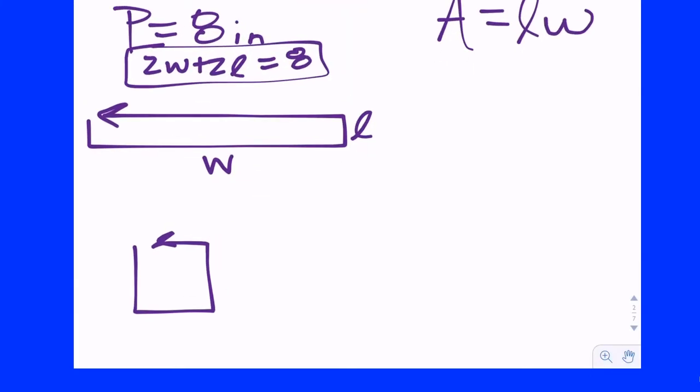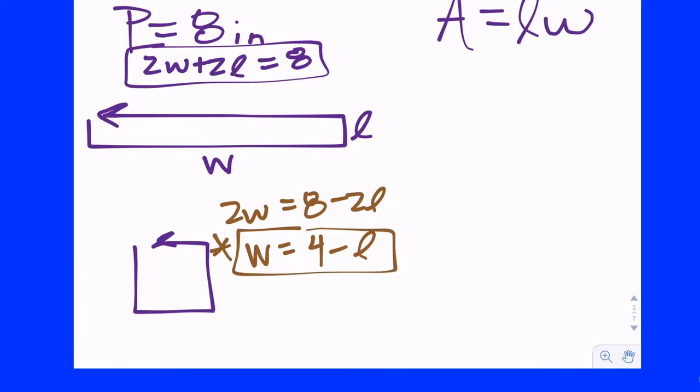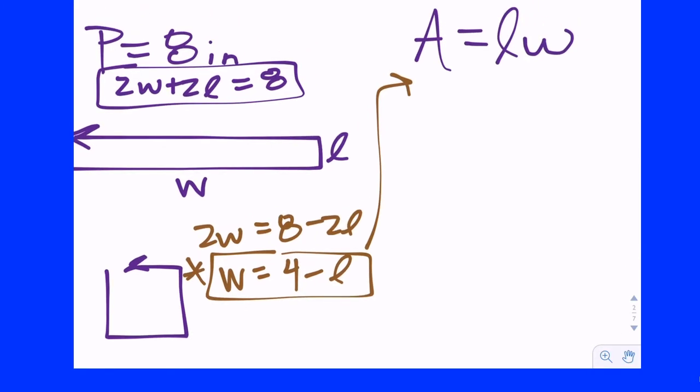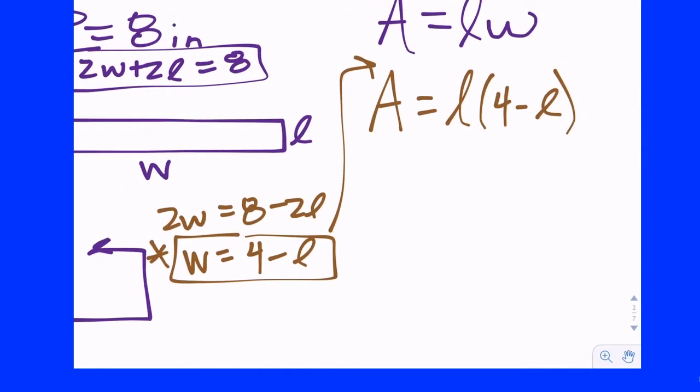W. Okay, so if you solve for W, you get 2W equals 8 minus 2L. If you divide through by 2, you get W equals 4 minus L. Box it up, come back to that. Now realize that when you're solving for W, you're going to be plugging W into the equation over there, and you're going to be getting rid of the W. Are you okay with getting rid of W? So we've got L times W, which is L times 4 minus L. All right. We've got the area equaling that.